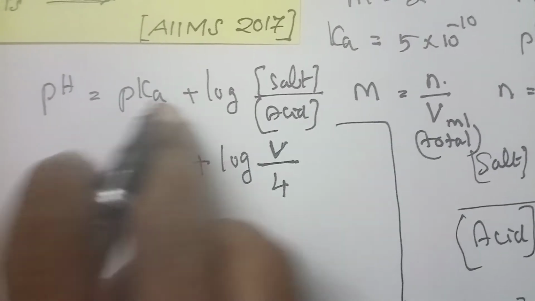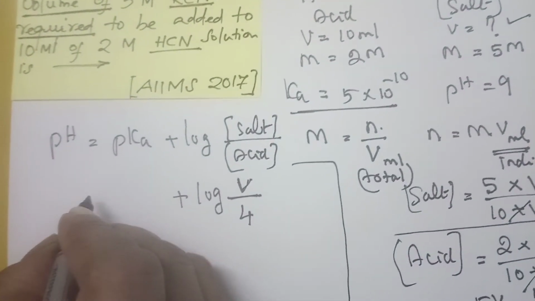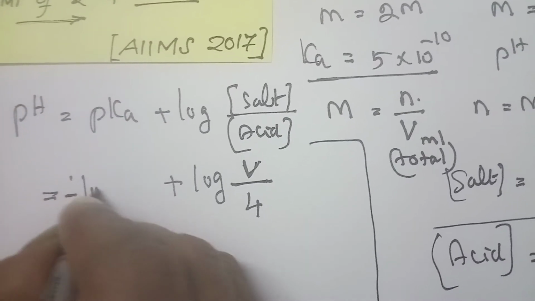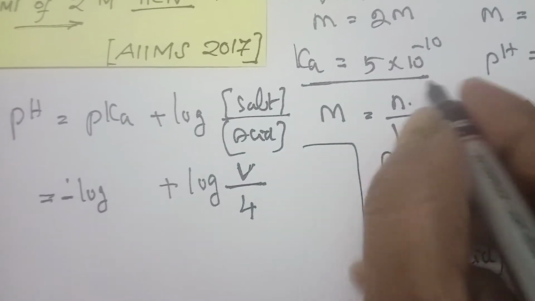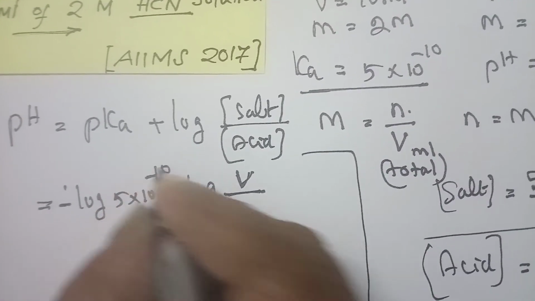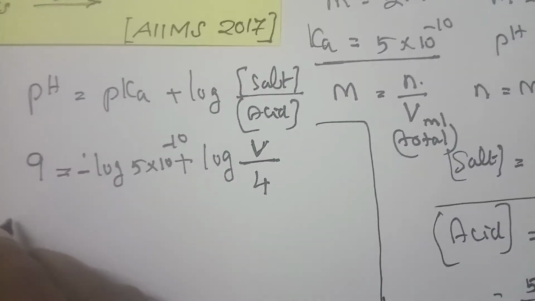The remaining part is pKa. What is Ka? It is given. The pKa is called the negative log, so write the negative log of the Ka value, which is 5 into 10 power minus 10. pH is given, it is 9. Next we have to go for the solution.